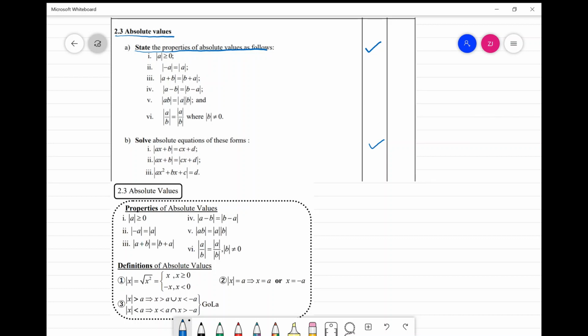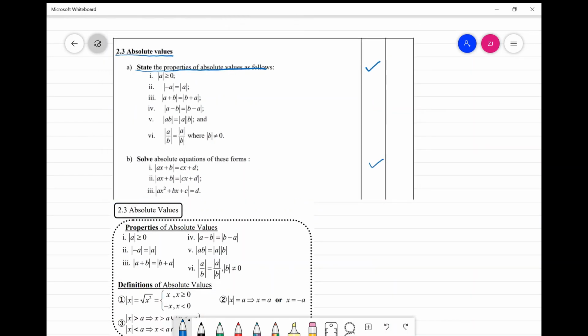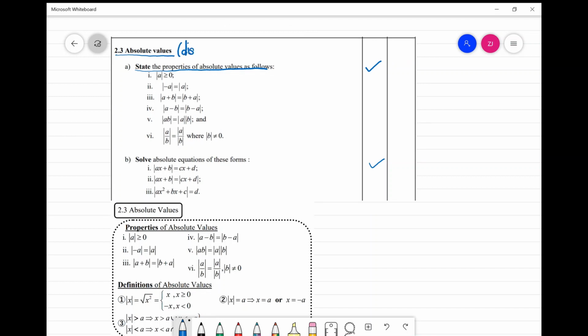Absolute value is basically distance. Absolute value is a distance from zero number along the real number line. That means when we define the absolute value, we have to know that the numbers have to be real numbers.